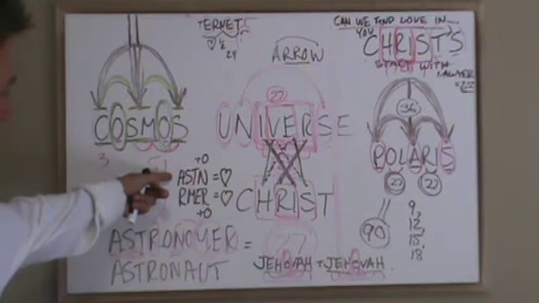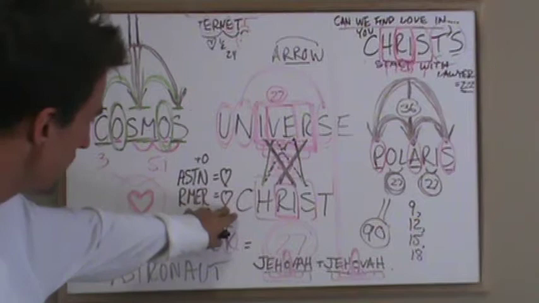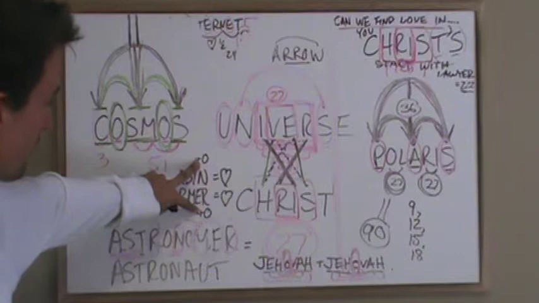A-S-T-N equals love. R-M-E-E-R, we split it into nice, even teams. Look at that. We got four letters adding to love. Another four letters adding to love. Okay? And then we have the two O's left over. Just like Jehovah is O plus love, O plus love.